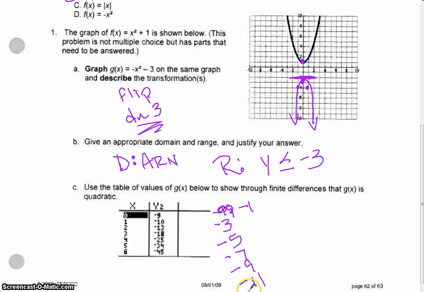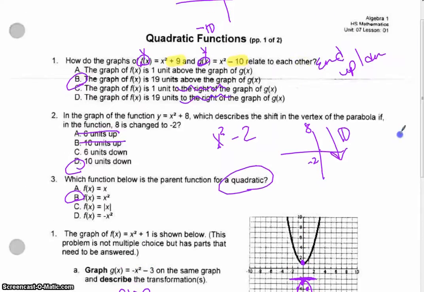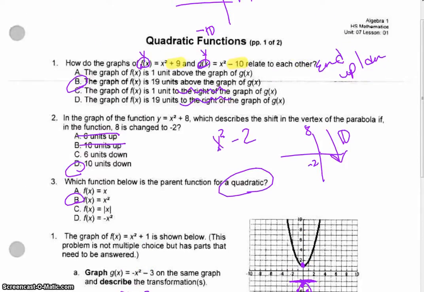So it's obviously not linear. But now when we do our second differences, negative 3 minus negative 1 is negative 2. Negative 5 minus negative 3 is negative 2. Negative 7 minus negative 5 is negative 2. Negative 9 minus negative 7 is negative 2. And negative 11 minus negative 9 is negative 2. This right here shows that it is quadratic. This is what we learned the last 2 days, actually. Going to the next page.